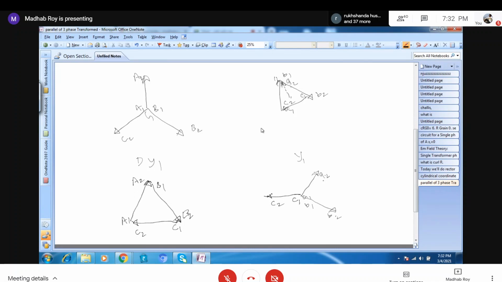Somebody has to take this up: how do we do the parallel? In the primary we can do the parallel, but what will be the problem in the secondary? Because you can see that in the primary the line to line voltage is like this. This is also line to line voltage, and this is also line to line voltage. So these are called the line voltage.